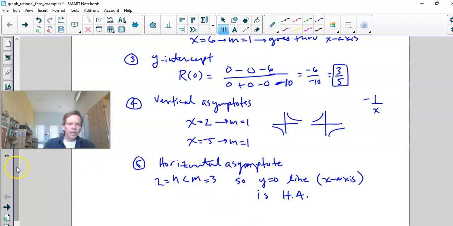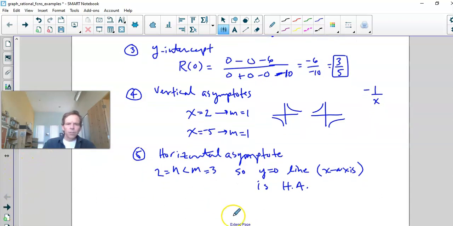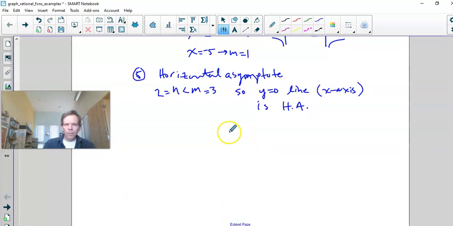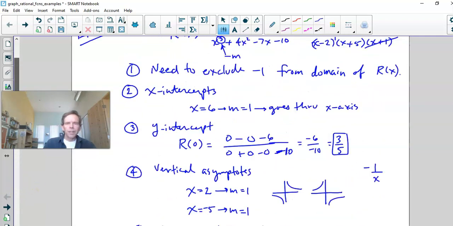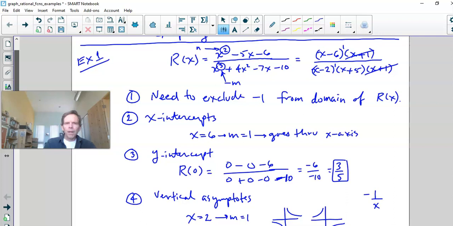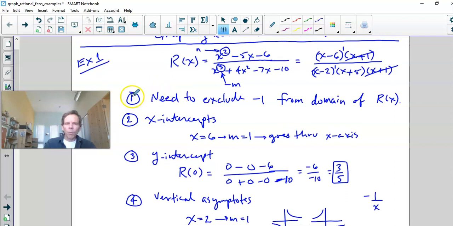We've got all the details right there. So let's get a little room here, get some axes going, and start to put the details on here. This is the fun part. First of all, don't worry about 1 for now. We'll exclude the -1 from the domain later.